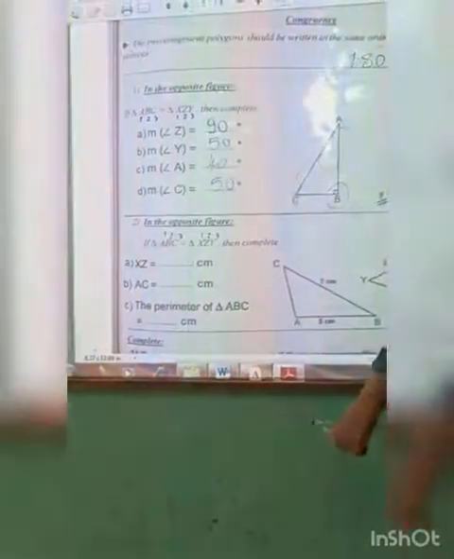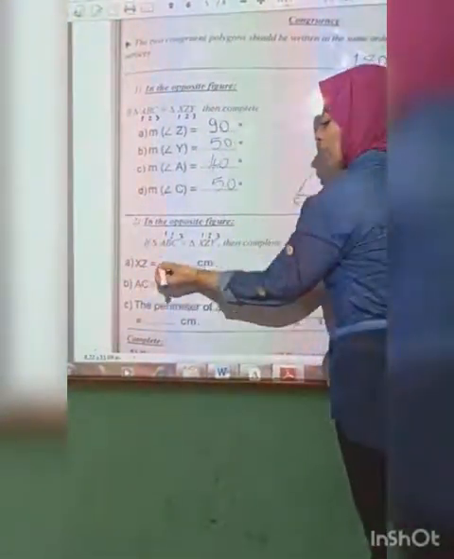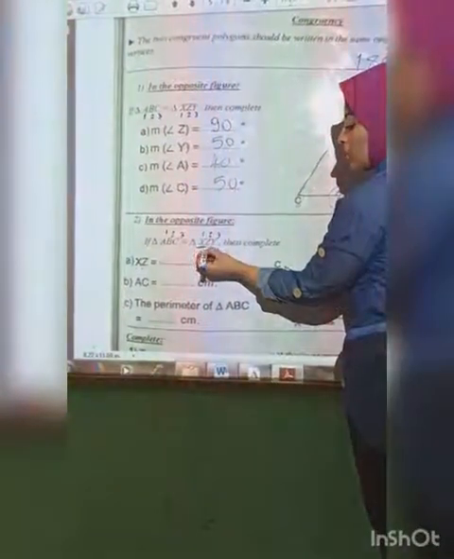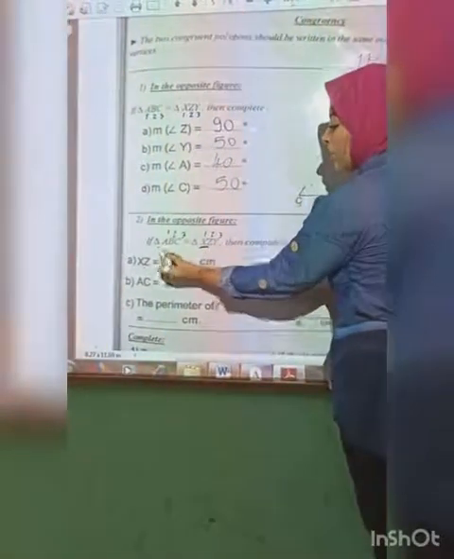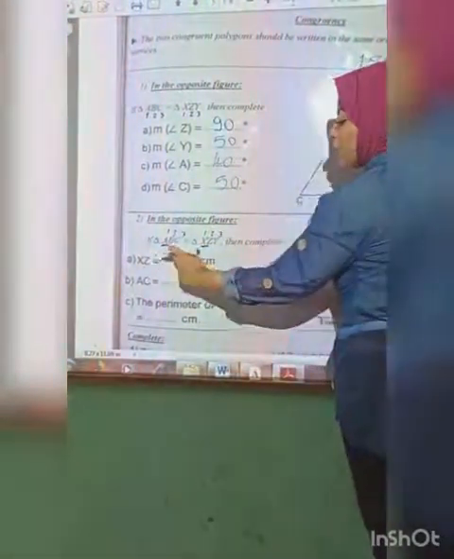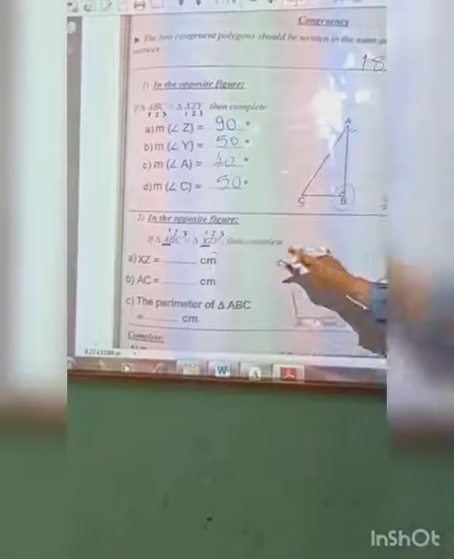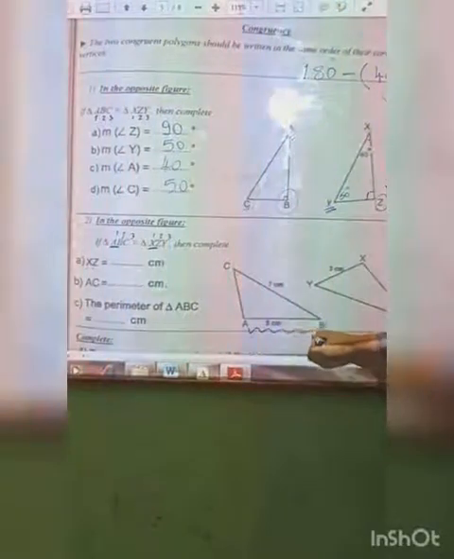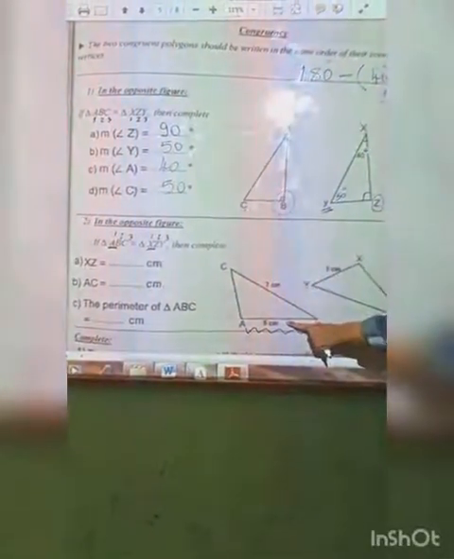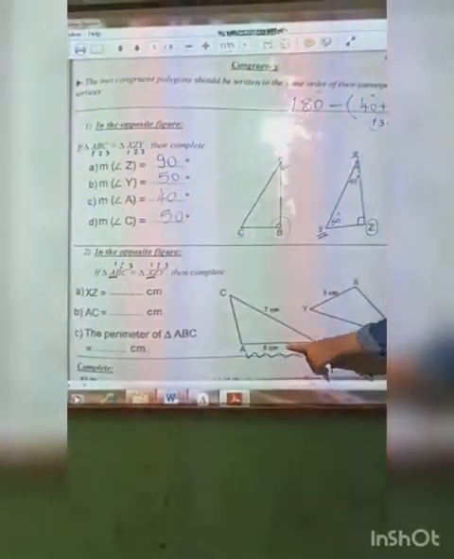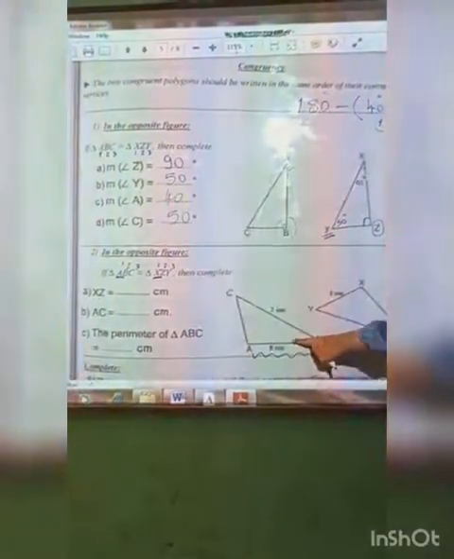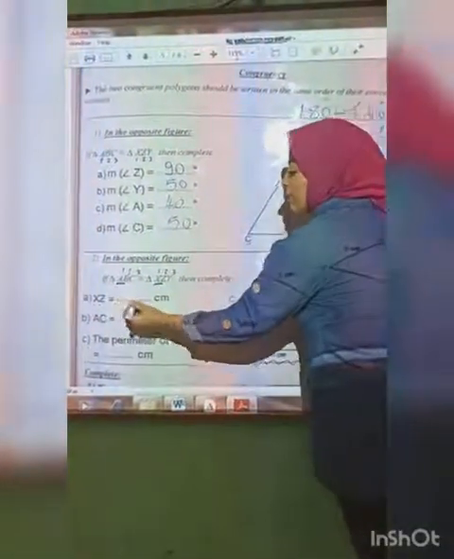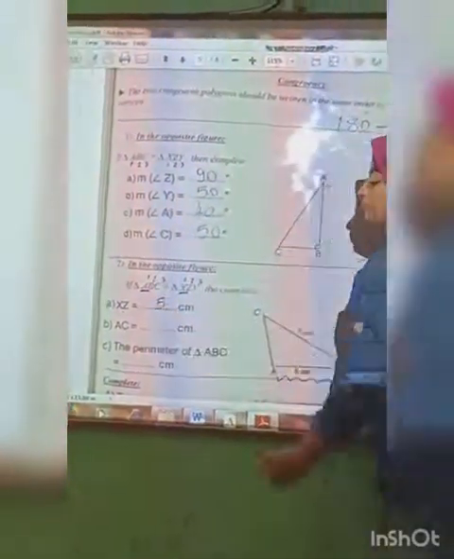So, we will look at the numbers. XZ here, which is 1 and 2. So, we will take 1 and 2 here, which is AB. AB here equals 5 centimeters. So XZ is congruent to AB, and then XZ equals 5 centimeters too.